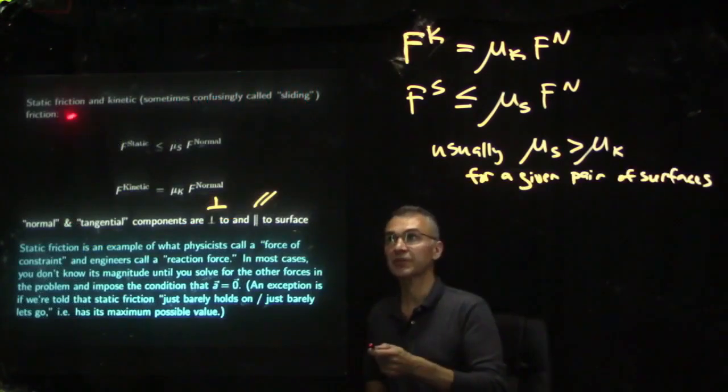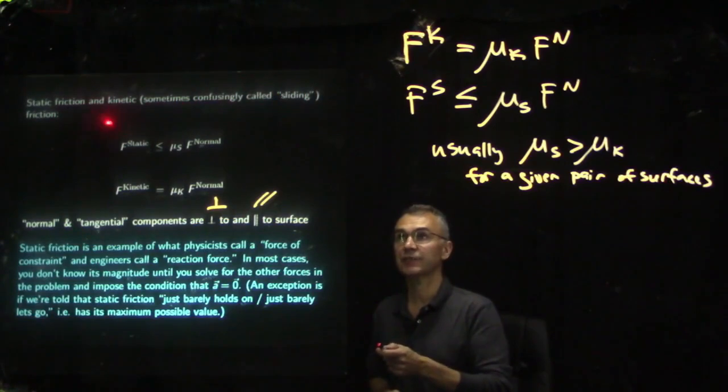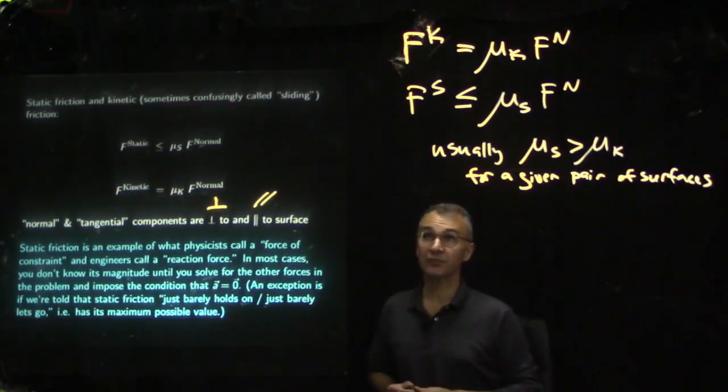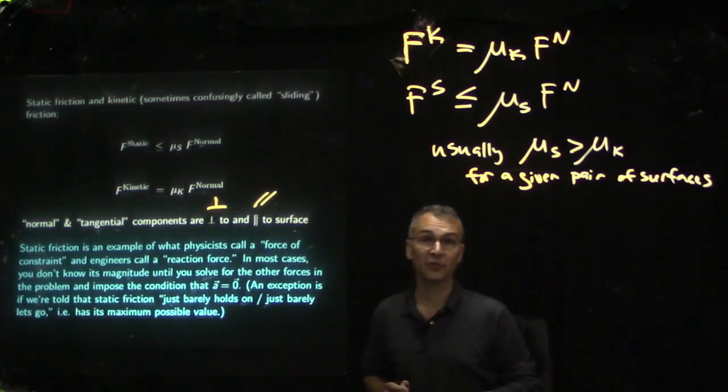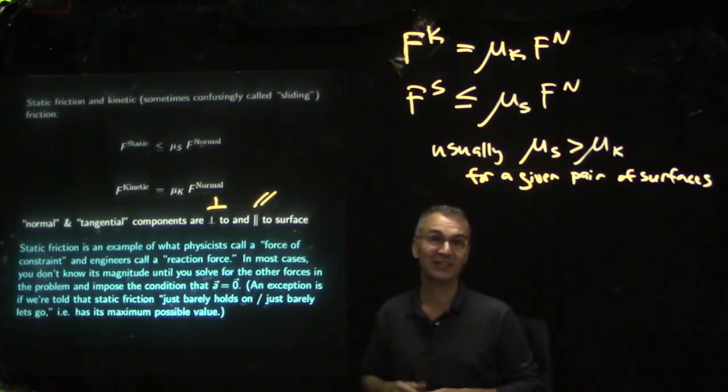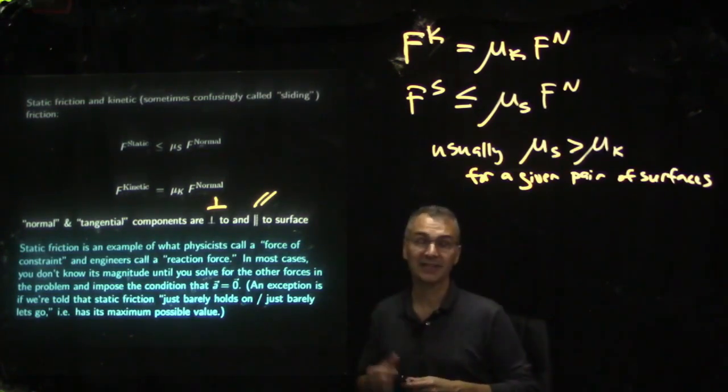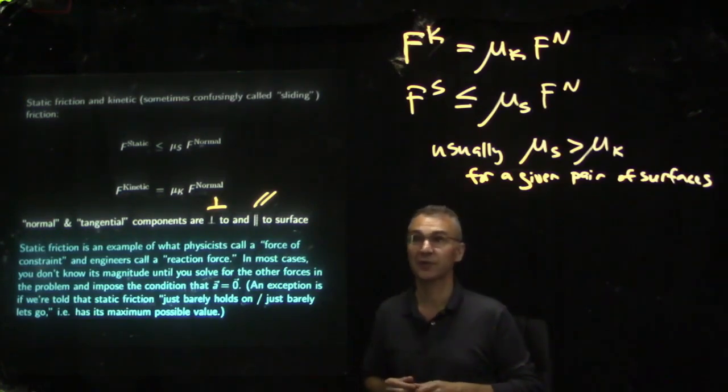So to summarize a little bit, static friction and kinetic friction. Sometimes kinetic friction is confusingly called sliding friction. You want to avoid saying that. If something is sliding, that's kinetic friction, but you want to say kinetic because the letter K is different from the letter S. So remember, kinetic is if they're moving with respect to each other, and static is if they're not moving with respect to one another.